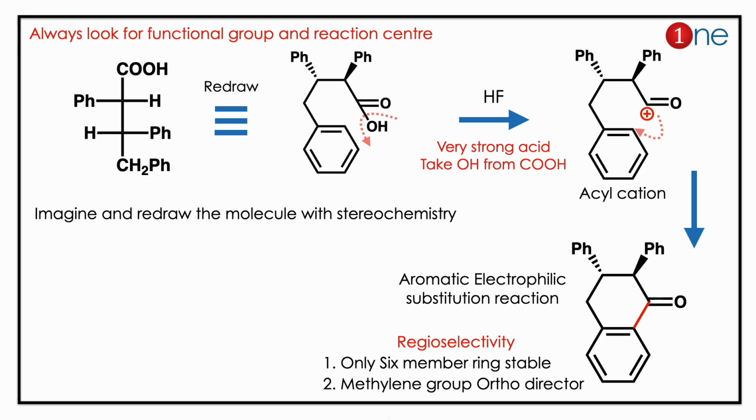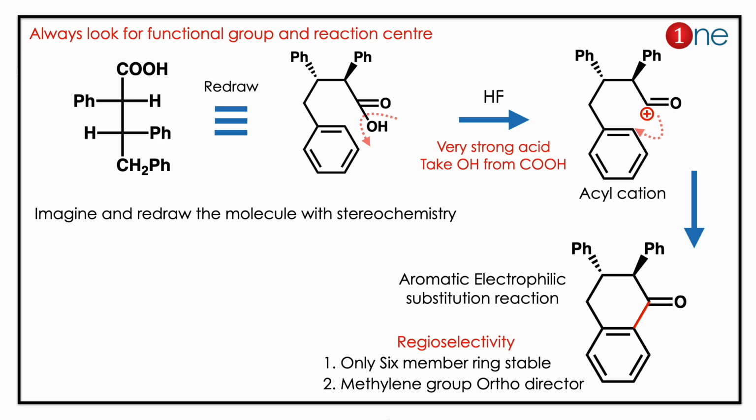So you have the acid, and you are reacting with HF. HF is a very strong acid. Pull the OH out, and it forms an acyl cation. You have a benzene ring and an acyl cation, so definitely there is the possibility for acylation, whether the para or ortho substitution forms.